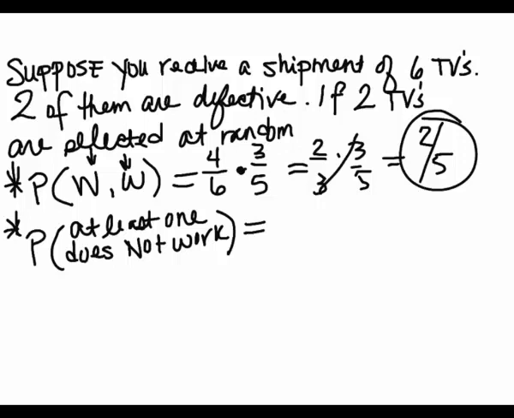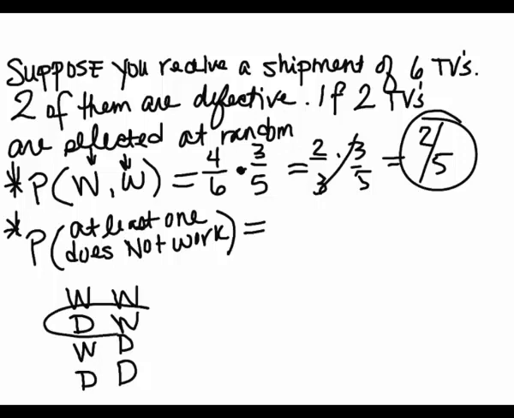Now, let's think about all of the scenarios of me picking 2 TVs. The first one could work, the second one could work. The first one could be defective, the second one could work. The first one could work, the second one could be defective. Or they both could be defective. Do y'all agree with that? And so if I want to find the probability that at least one does not work, couldn't I find the probability of this happening, and this happening, and putting them together? Because those are all the ways that one of them could not work.